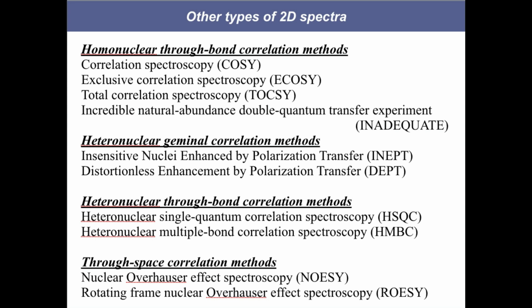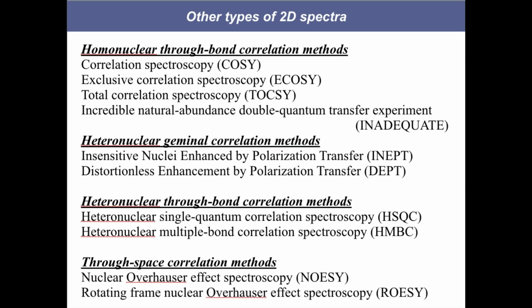Then we have heteronuclear geminal correlation method. So two nuclei that are two different types of nuclei, so carbon to hydrogen, for example, that are related geminally, so they're connected to each other. That's what we saw for DEPT. In DEPT, we were looking at carbons that had one hydrogen, carbons that had two hydrogens, carbons that had three hydrogens, and how they were differently polarized. So that was distortionless enhancement by polarization transfer, or DEPT. There's also insensitive nuclei enhanced by polarization transfer, which they call INEPT.